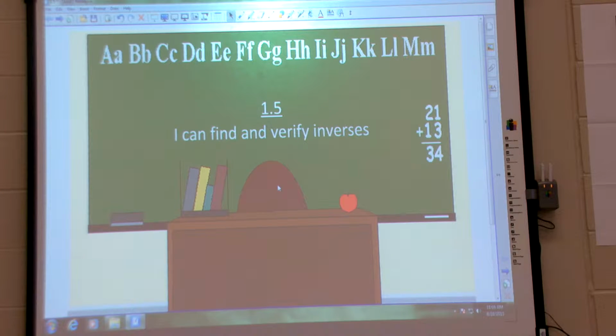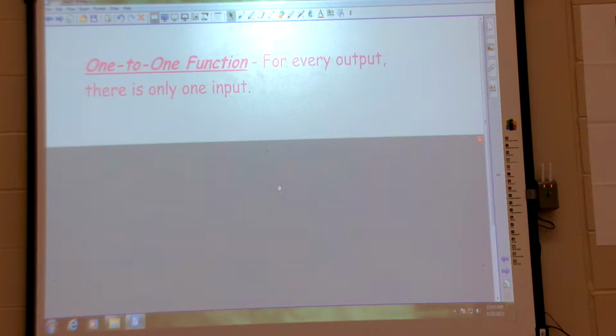Okay, first things first, we need to talk about one-to-one. Remember, one-to-one means for every output, there is only one input. Now remember, a function means for every input, there's only one output. But one-to-one is the opposite. So it's saying for every y you have, there's only one x.